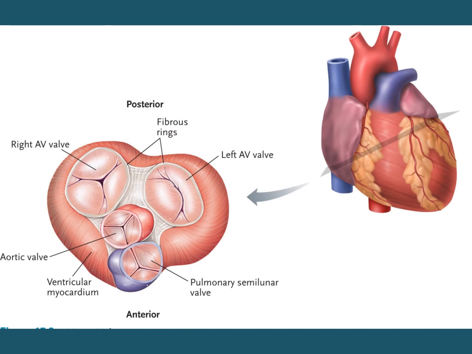Here you can see a cross-section cut obliquely through the heart. And through this cross-section you can see the 4 different valves. Here's the right atrioventricular valve, or tricuspid valve, and it has 3 cusps. And then here's the left atrioventricular valve, or bicuspid valve. It has 2 cusps. You can also see the valve at the base of the aorta and pulmonary arteries. That is the aortic valve and pulmonary valve. Notice those 2 valves also have 3 cusps.